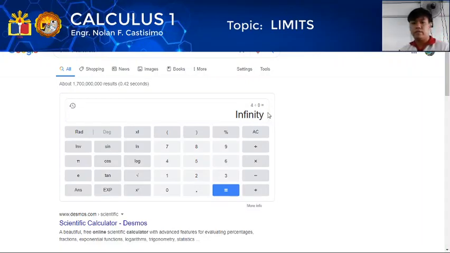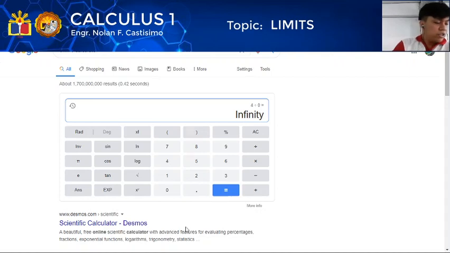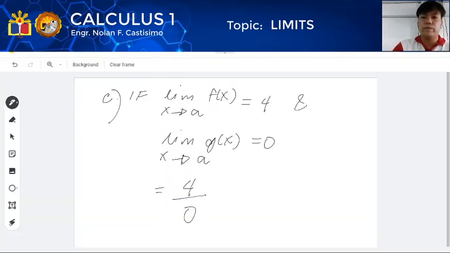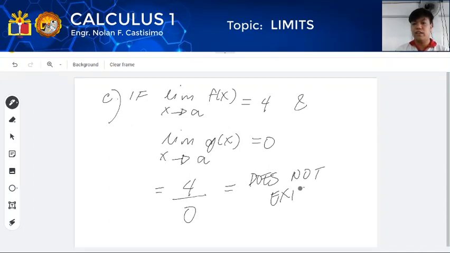Okay. Kaya, yung Theorem 6 is hindi qualify yung denominator as equivalent to 0. Okay? So, itong letter C natin does not exist. Does not exist. So, cannot be evaluated by limits or the division theorem limit.